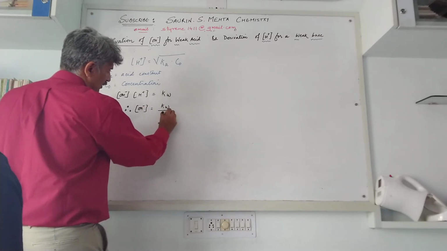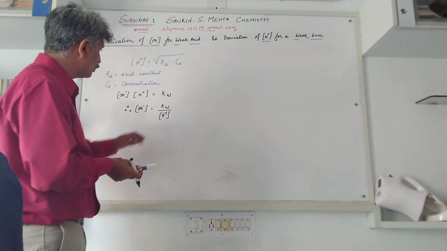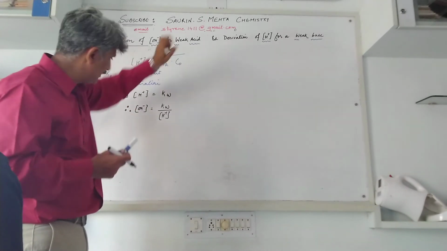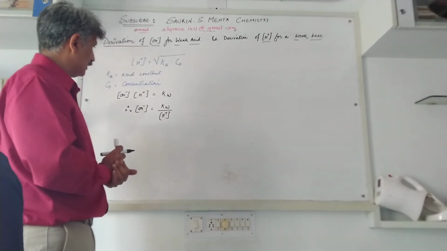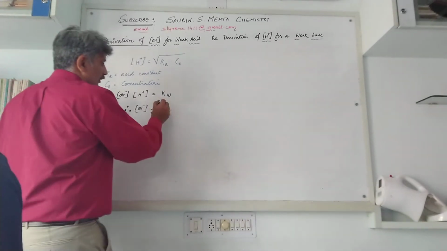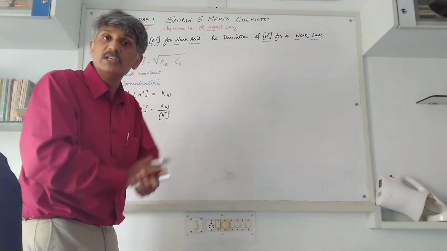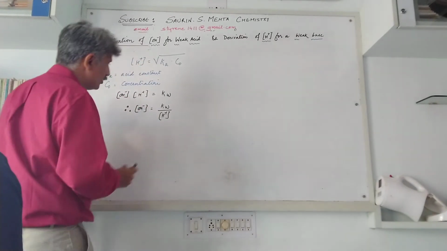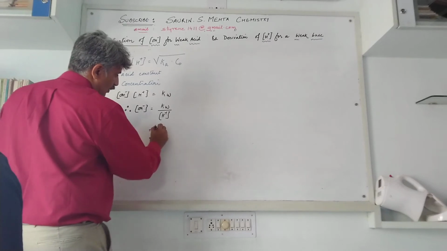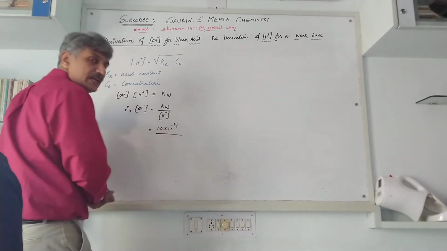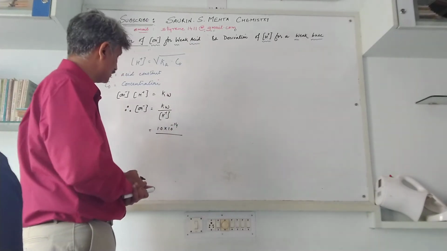Now, what is the OH- ion concentration? That is what we want to derive for a weak acid, any weak acid. We know that Kw is the water constant, or you can say the ionic product of water, and its value is always fixed. What is that value? 1 into 10 raised to minus 14. That is what we have come across in our previous session.